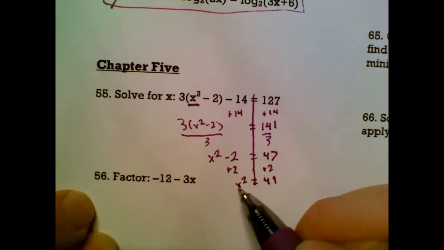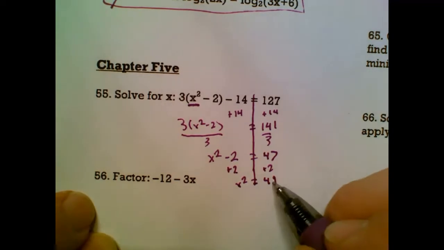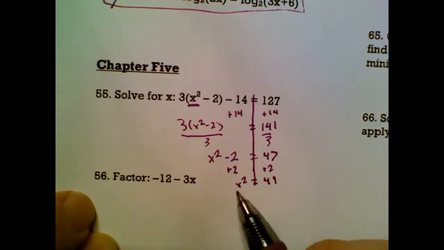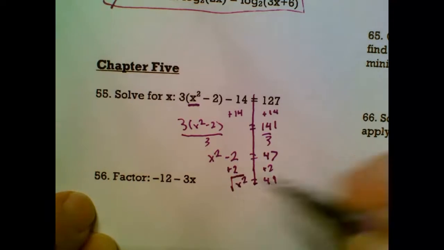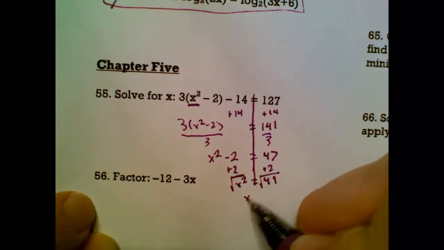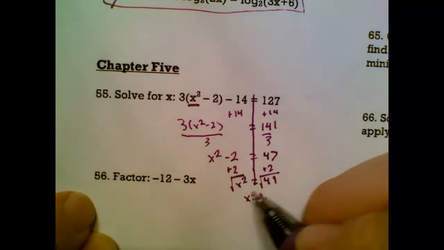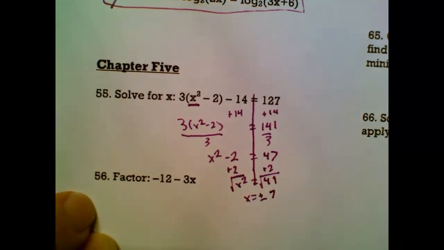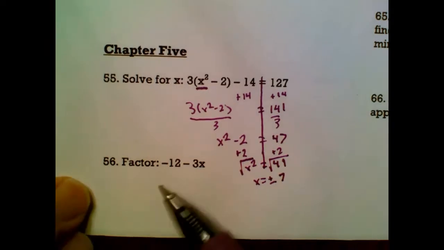So you got to ask yourself, what times what? What times itself is 49? Well, the one obvious answer is 7, but there's another one. Negative 7 times negative 7 is also 49. So your two solutions are 7 and negative 7. At this point, though, if you weren't sure about it, you take the square root of both sides. And so you get x is equal to, now when you take the square root, this is where you have to do the plus or minus. So what's the square root of 49? 7. So x is equal to plus or minus 7. That's for number 55.